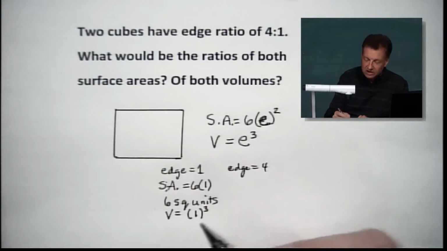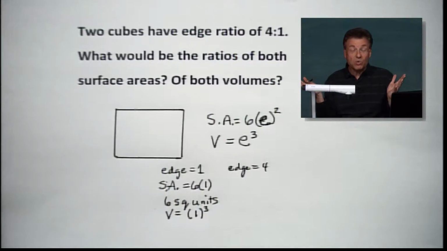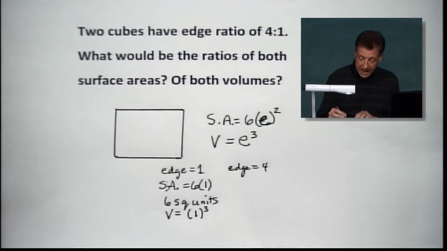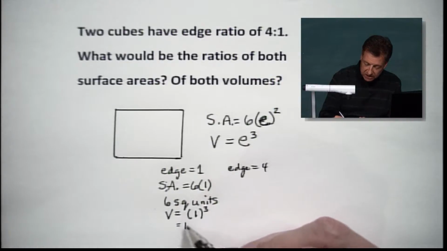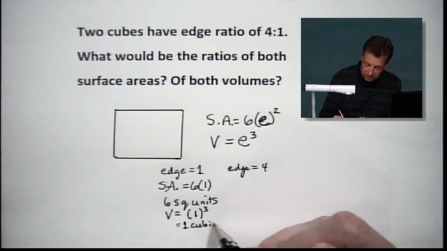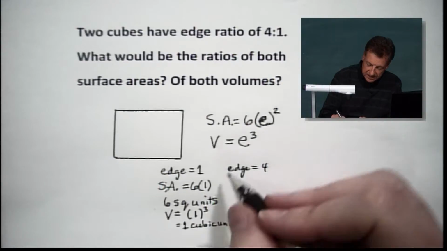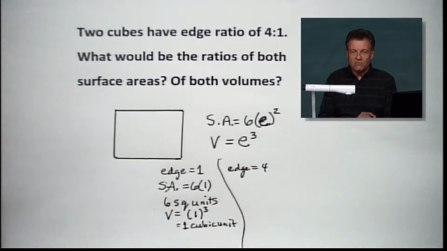1 to the 3rd, which is still 1, right? Still 1. So we've got 1 cubic unit here of some sort, all right? So that equals 1 cubic unit. Well, that was easy, wasn't it? Let's go with the 4 over here.